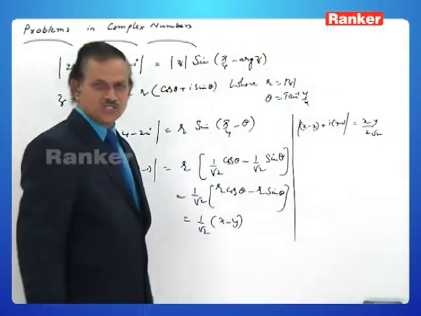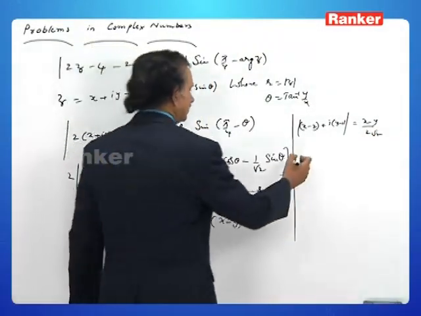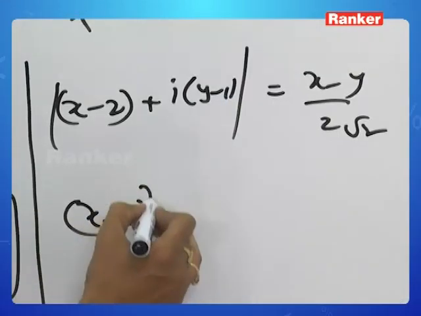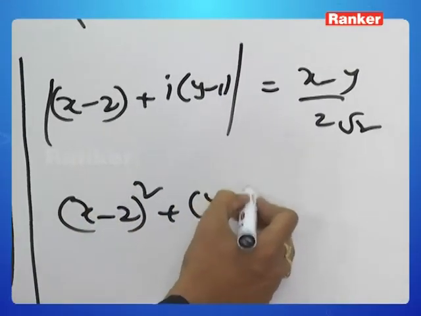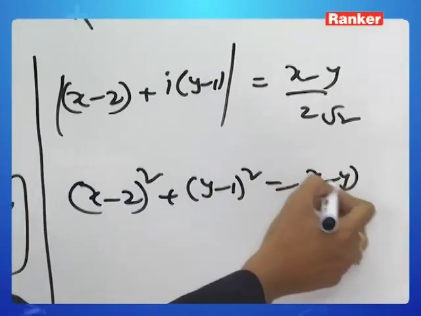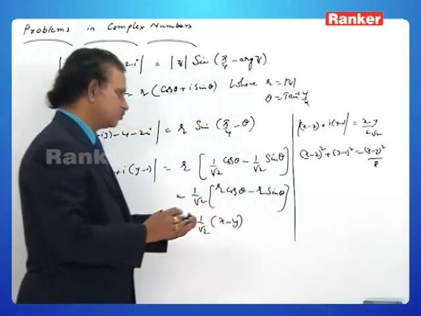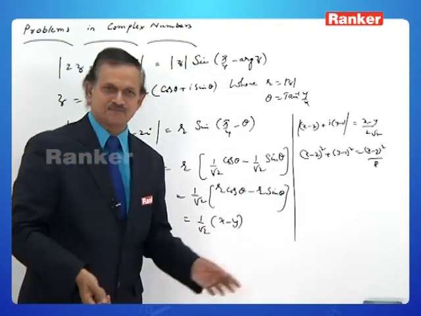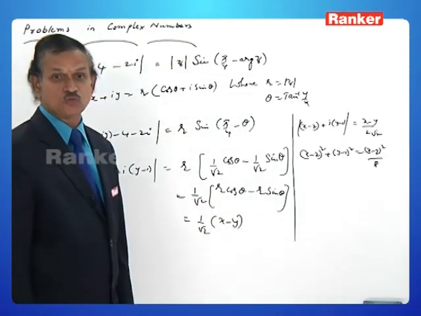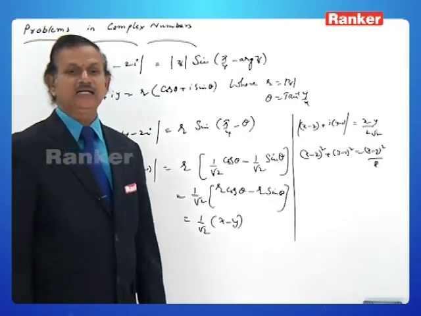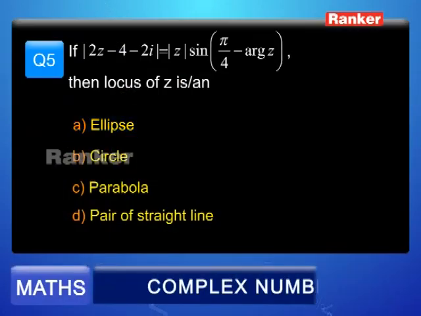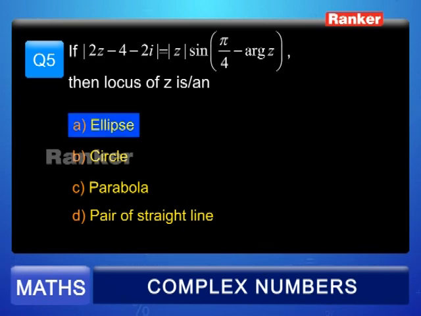By squaring which, you will be able to have x minus 2 whole square plus y minus 1 whole square is equal to x minus y whole square by 2 root 2 means 8. It is very clear to observe that it is an ellipse, of course, with the vertices 2, 1. Isn't it? Hence, it is surely an ellipse with option A as the correct option. What is the correct option? A is the correct option, because we can see that it is an ellipse.